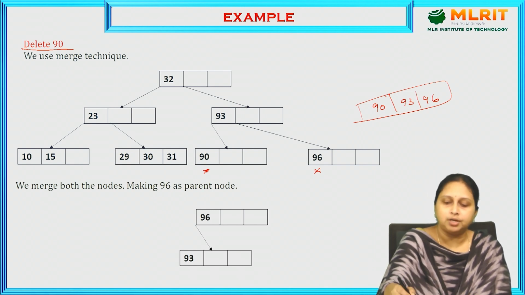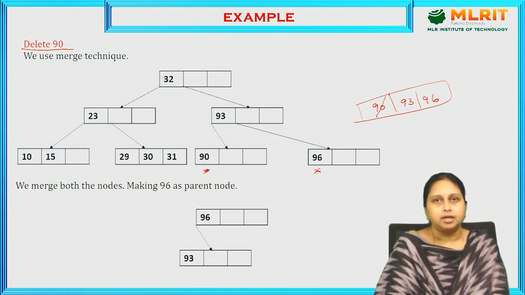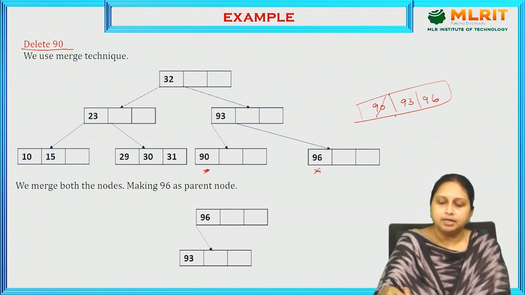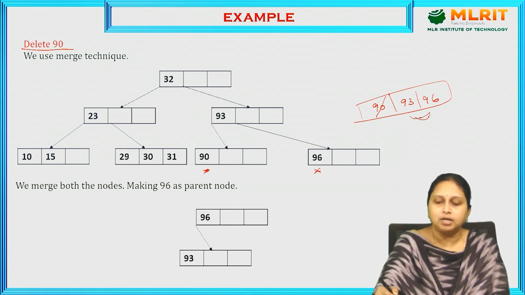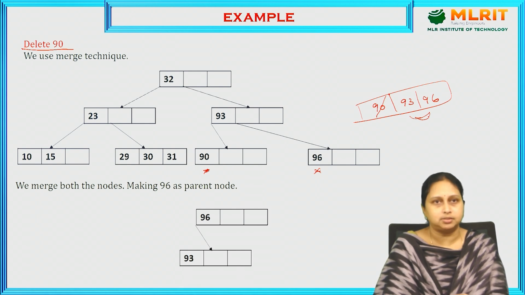Now I am able to delete the element 90. 90 will be deleted. Now after deleting 90, we have two elements, 93 and 96, present. Now what do we need to do?